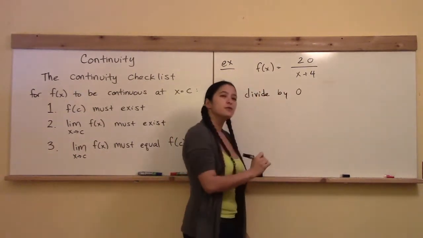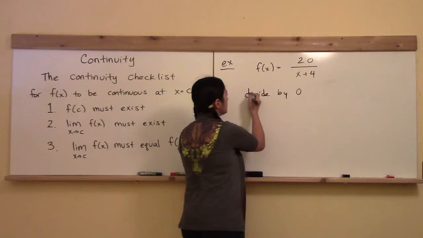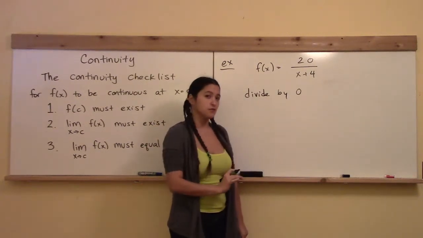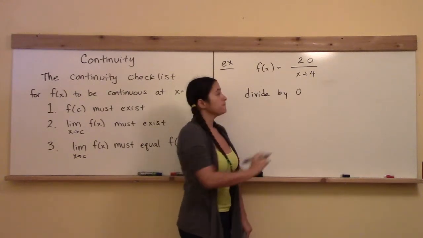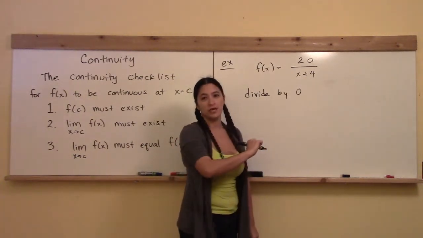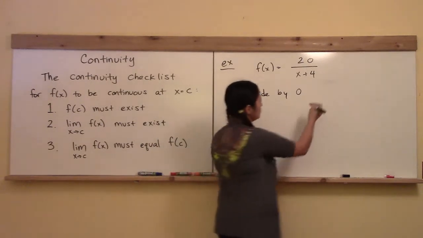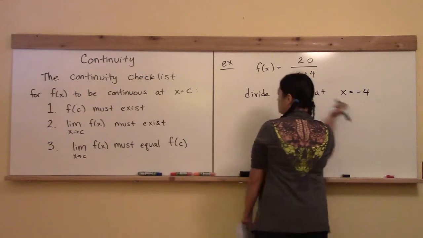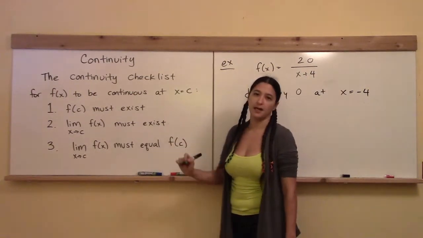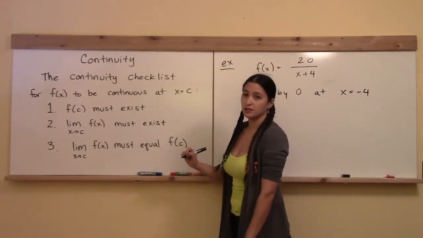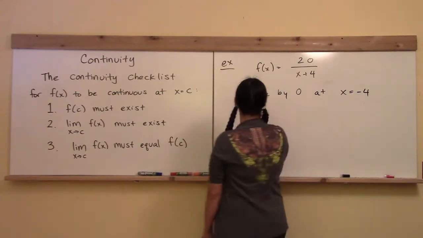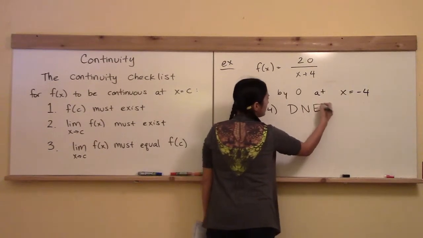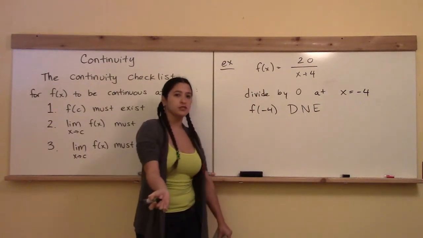And this may remind you of questions that I asked in the past about what is the domain of a function. If I ever give you a rational function and ask for the domain, when you divide by 0, those values of x are not in the domain, right? So we have a divide by 0 at x is equal to minus 4. And that means that f of minus 4 does not exist. So you can see the breakdown of step 1 on the continuity checklist here. f of minus 4 does not exist. So therefore, this function is not continuous.